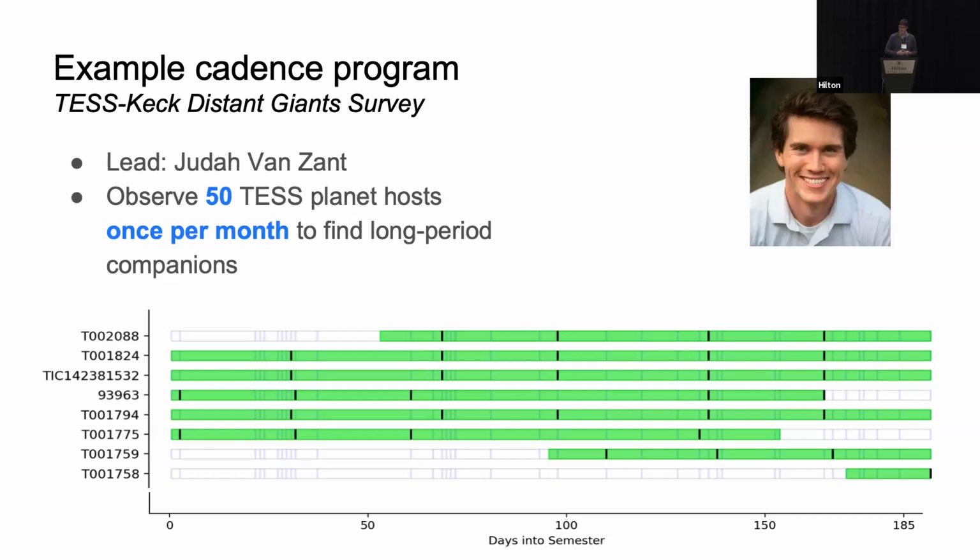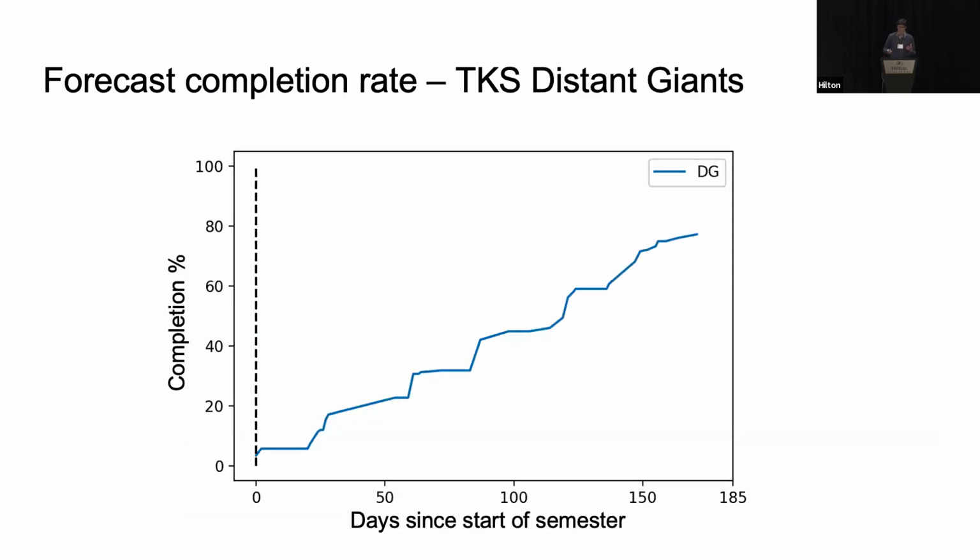So this is great. We can even forecast the completion rate of TKS Distant Giants. And because the whole Keck schedule isn't designed with cadence constraints in mind, we actually know that we're not even going to be able to finish all of the desired observations. So sorry, Judah.